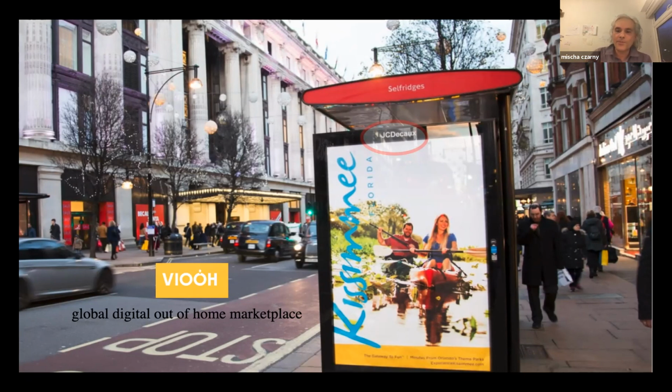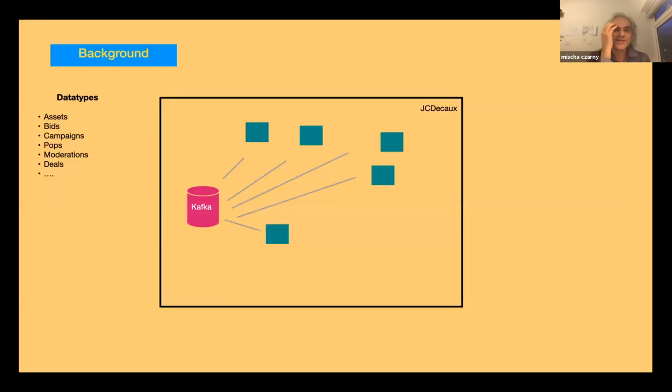So now, what does it mean for our IT? Let's assume this is an extremely simplified view of JCDecaux. All of these little things mean some apps. Obviously, they will also talk to each other. But a lot of the stuff is backed by Kafka. So a lot of things go to Kafka and then to other apps. We have a lot of different data types.